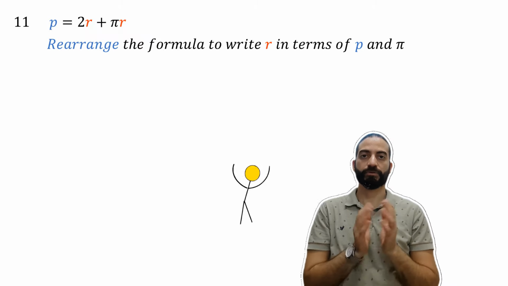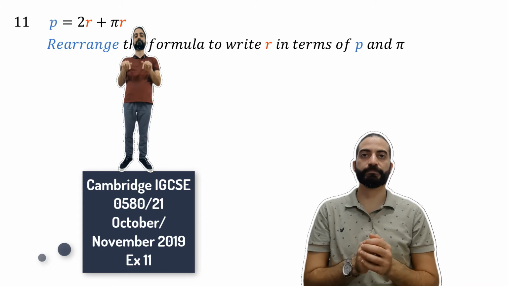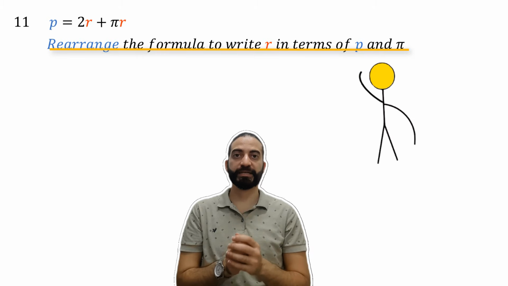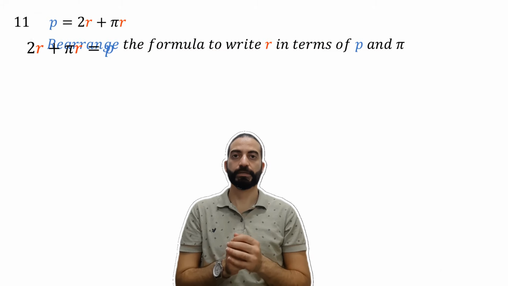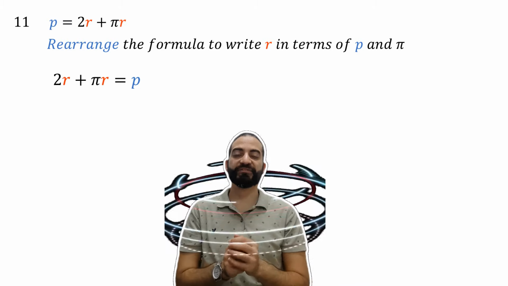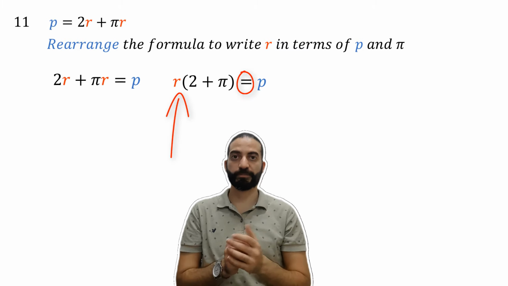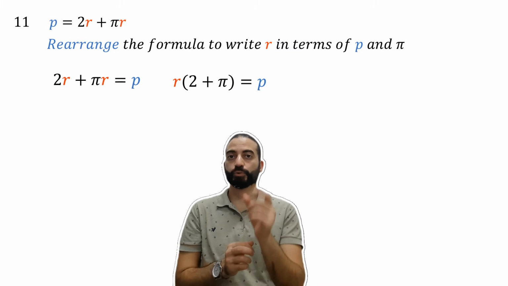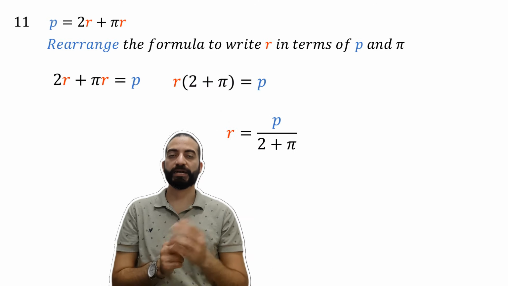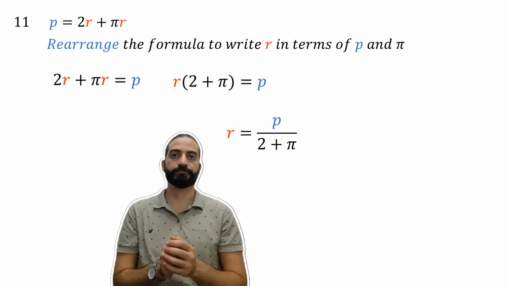Hello everyone, we will start by solving question 11 of the Cambridge IGCSE 2019 exam. Rearrange the formula to write R in terms of P and pi. Because R is here and here, we can take R as a common factor. As long as we have equals here and multiplication here, we can take 2 plus pi to here like this, and thus we have written R in terms of P and pi.